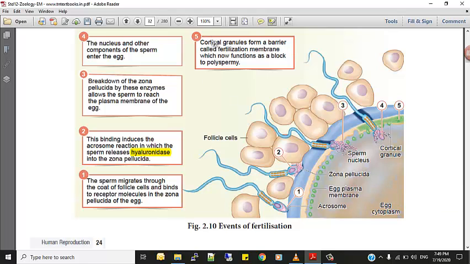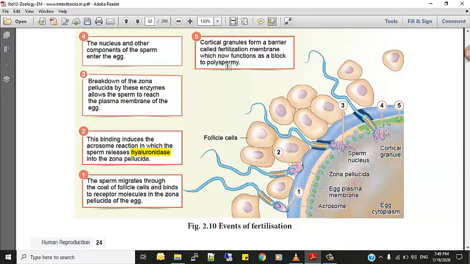And the fifth one, you can see cortical granules form a barrier called the fertilization membrane, which now functions as a block to polyspermy. You know that cortical granules are there. So once the nucleus of the sperm enters, the cortical granules will completely block the entire inside layer of the egg so that another sperm will not enter. Is it clear for you?